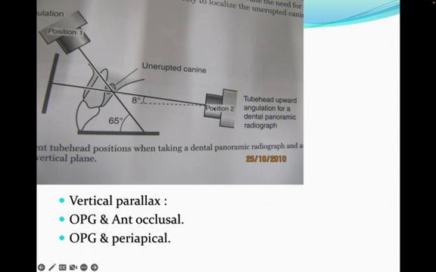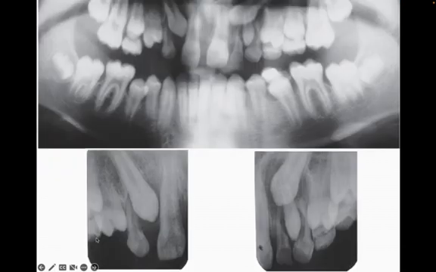Now, when you take an OPG, remember that the angle between the cone and the X-ray film is about 0 to 8, while the angle between the X-ray film and the X-ray beam is about 65 degrees, which means, as you can see here, from this position to this position, the cone moved up. So vertical parallax can be done by OPG and anterior occlusal, or OPG and periapical.